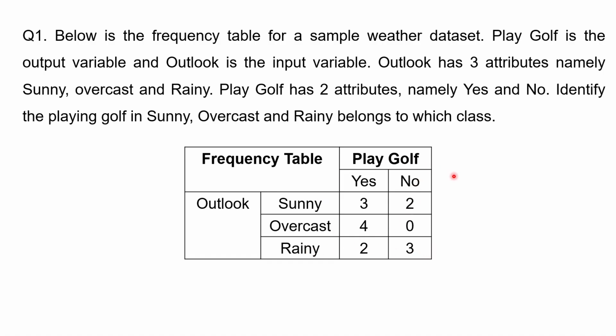The total probability of the frequency table is 3 plus 4 plus 2 plus 2 plus 3, which is nothing but 14. The total probability value for yes class is 3 plus 4 plus 2, which is 9. Similarly, the total probability value for no class is 5. So, these values are important when we are calculating the prior and posterior probabilities in the next slides.